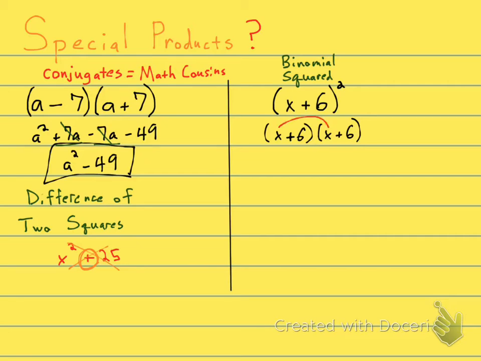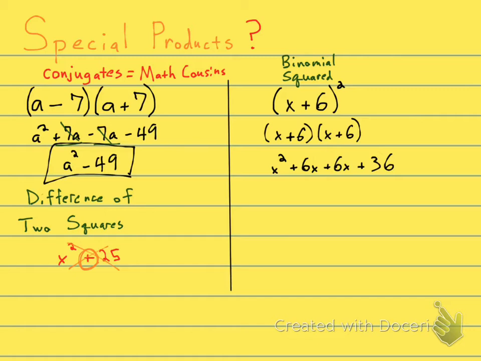So the first two, x times x, is x squared. The outer two, x times 6, is 6x. The inner two, 6 times x, is 6x. And then the last two, 6 times 6, is 36.